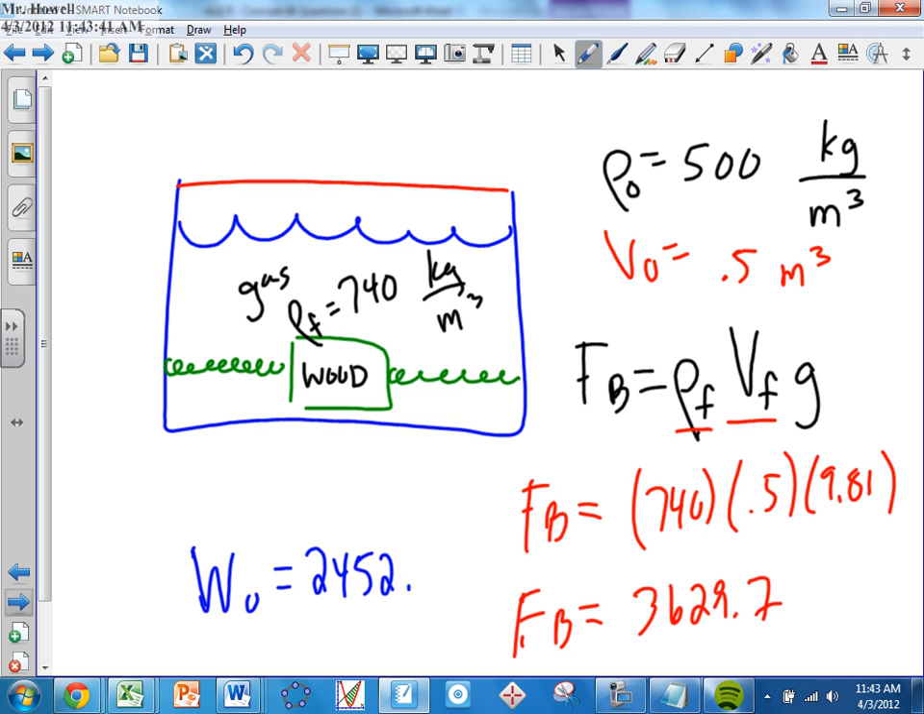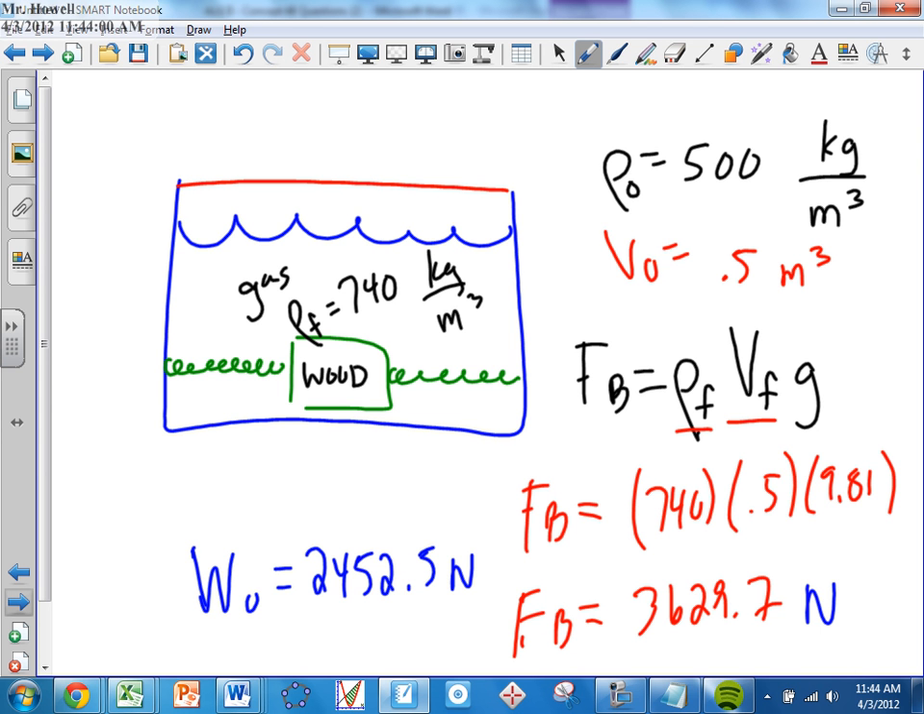2452.5? Yes. Listen carefully. The buoyant force acting on this object is submerged, thus we use the density of the fluid, the volume of the fluid. So we get the buoyant force.